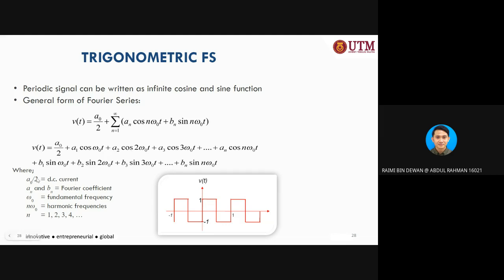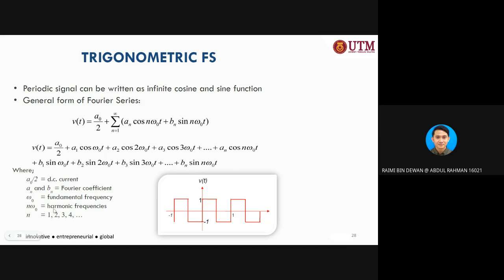So a naught over 2 is actually the DC component. DC is the amplitude which does not change. It's always the same. Like if it is 1, it's always 1. So a_n and b_n are the Fourier coefficients. Omega naught is the fundamental frequency, and n omega naught are the harmonics.